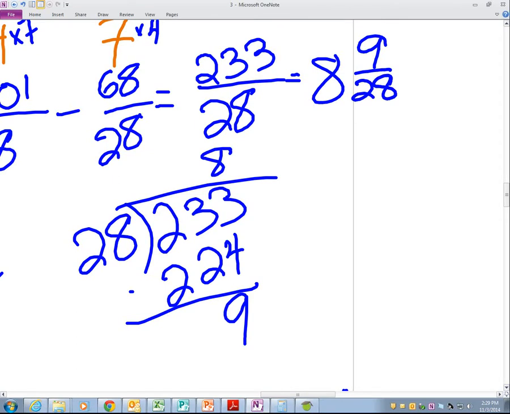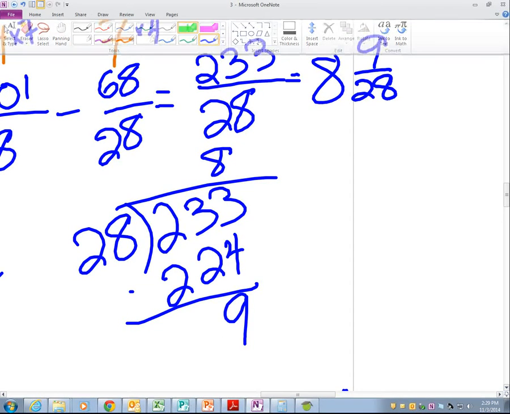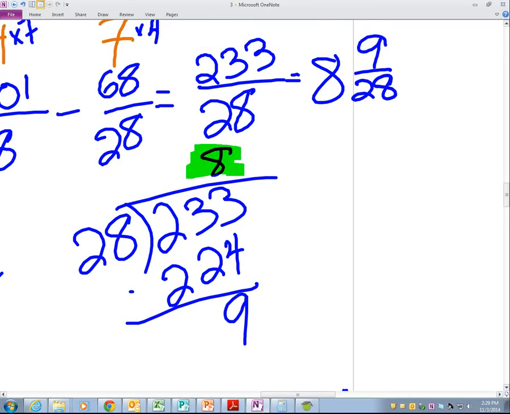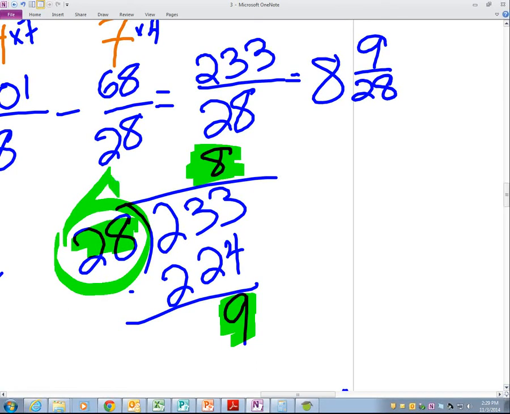So the 8 at the top is the whole number? Yeah, this is what goes in. The reason why I didn't go over that is because we went over that when we did long division. But here's the whole number, here's the remainder out of 28. Because this 28 here is the denominator anyway, and it stays the denominator.